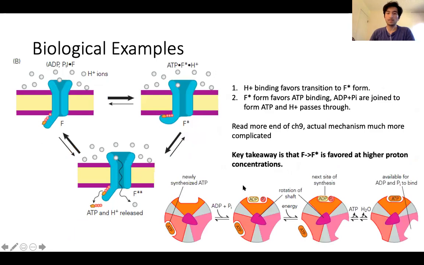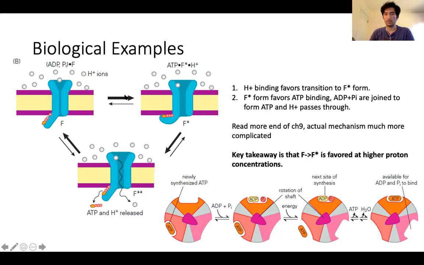And then another example that you went over in class was ATP synthase. Really briefly, the main takeaway from this process, again, is that even though you have a number of complicated steps, we're doing a very simplified model here in which we're assuming that there is this F state of ATP synthase in which it favors the binding of ADP and inorganic phosphate. And then there's this F star state that favors the formation of ATP.